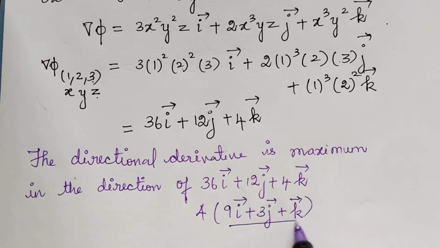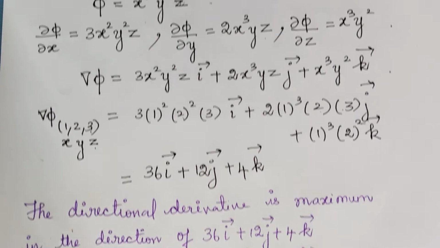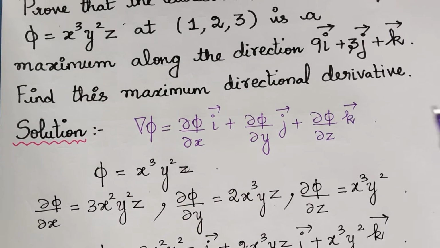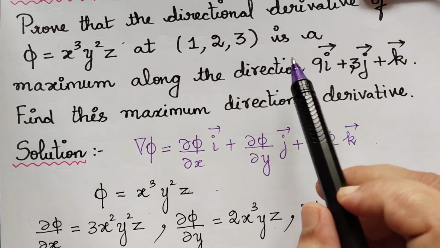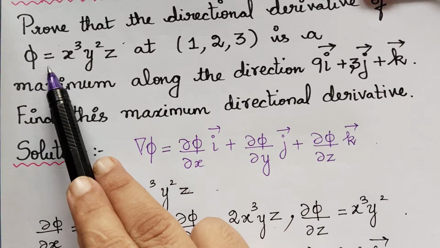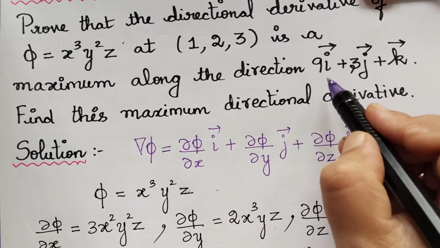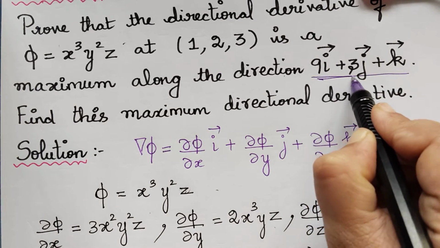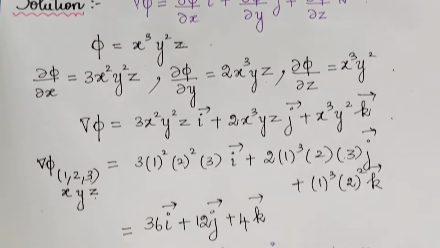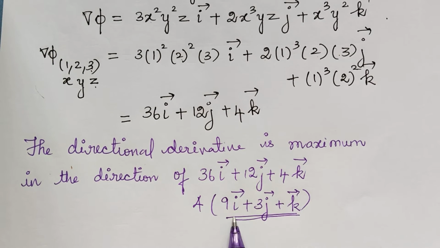But what is this direction? This is the direction that is given in the question. We have to prove that the directional derivative of phi is maximum along this direction. So therefore we have proved that it is maximum along the direction 9i vector plus 3j plus k vector, since 4 is a scalar.